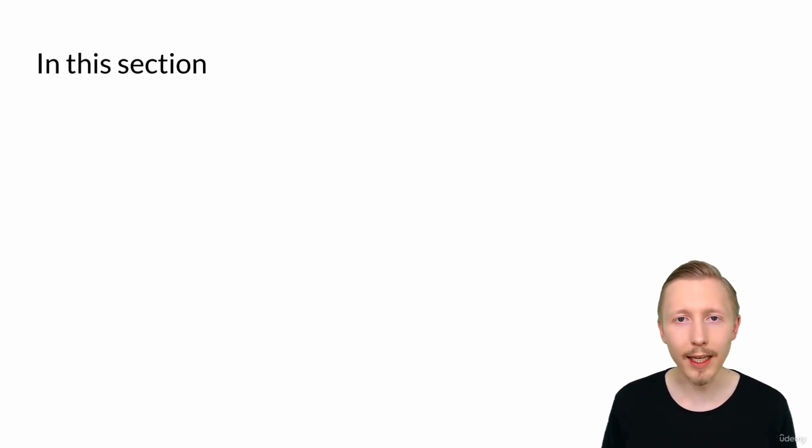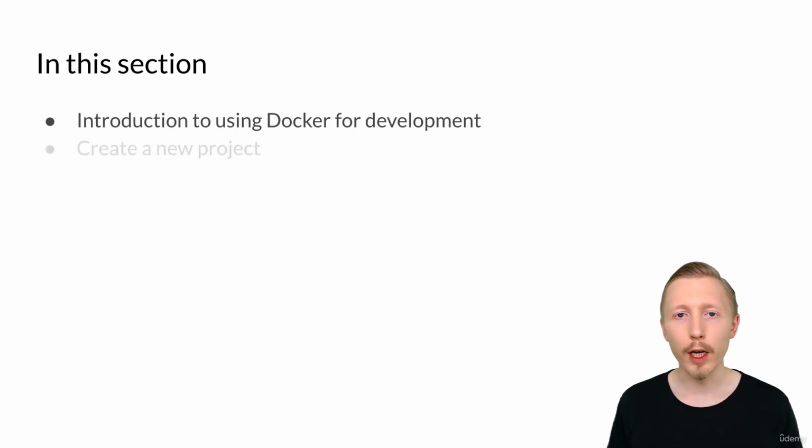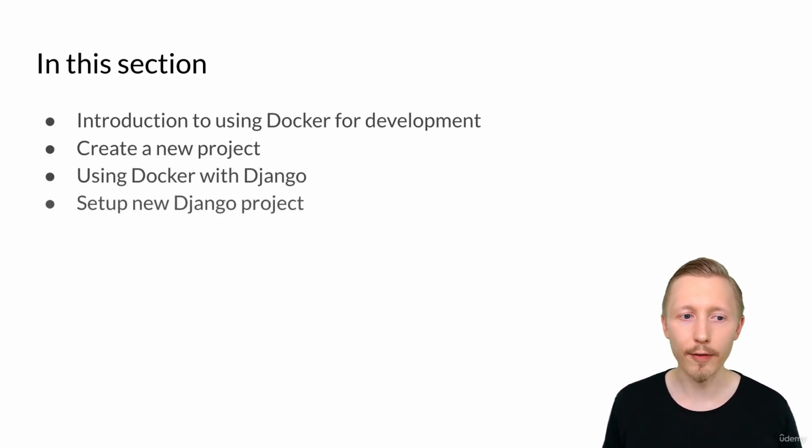In this section of the course, we're going to be setting up a project that we can use to create our code. I'm just going to give you a quick overview of what we're going to do in this section. I'm going to introduce you to using Docker for development. We're going to be creating a new Django project using Docker, and then we're going to be using Docker and Django together to create a development server.